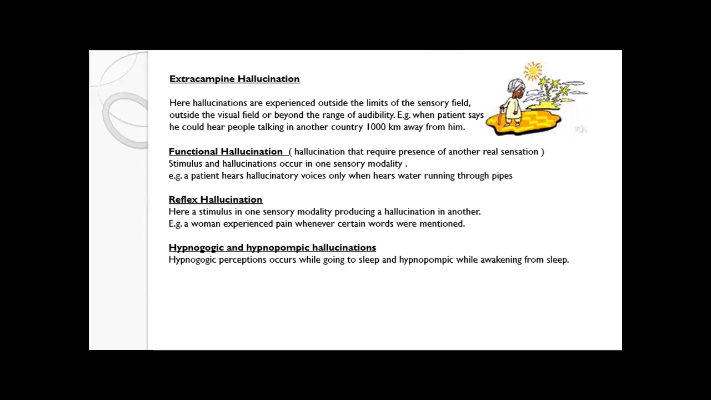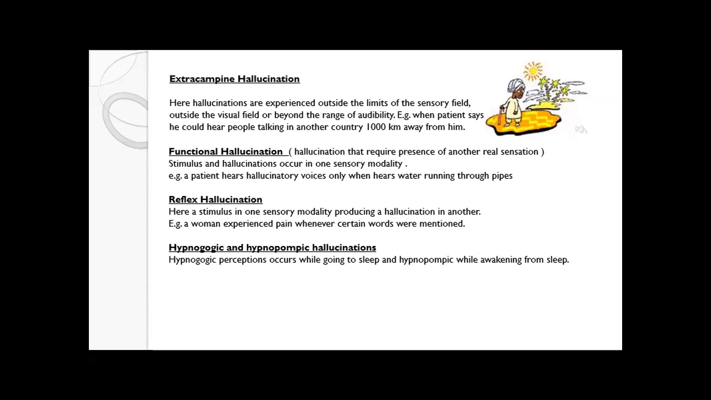Then functional hallucination and reflex hallucination. These are hallucinations that require the presence of another real sensation. When the stimulus and the hallucination occur in one sensory modality, it is functional hallucination. Example, a patient hears hallucinatory voices only when he hears water running through pipes. This is hallucinatory voices and the sensation both in the auditory modality.